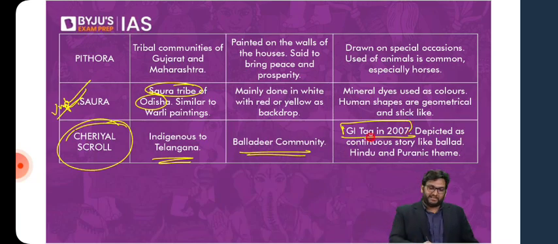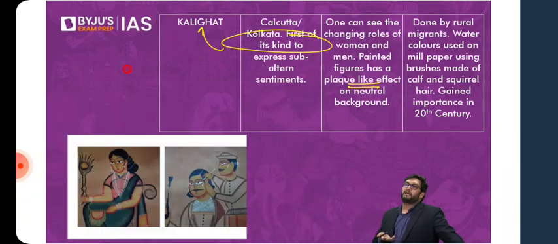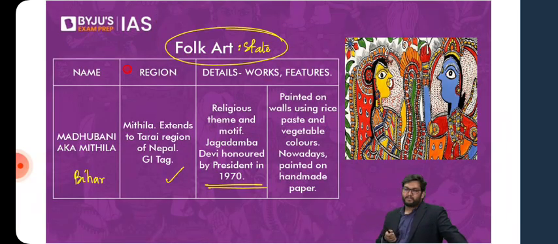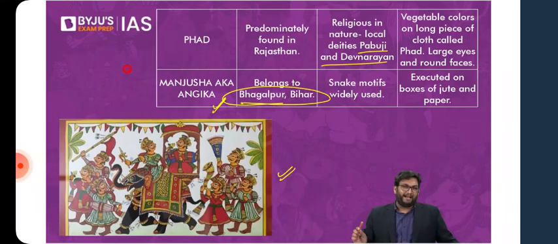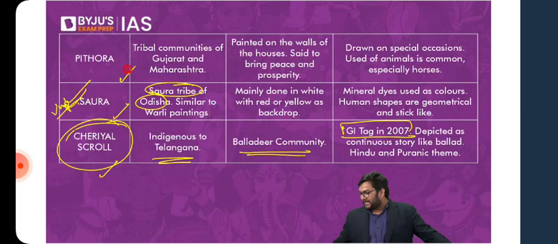So Cherial, Saura, Pithora, you have Fad, Manjusha, Patachitra, Patkar, Varli, Thanka, Kalamkari, Kalighat, and Madhubani. Not a very extensive list, but you don't have to worry and go around learning this in the first sense. You can easily do it after you've covered the main syllabus in that regard. So I hope this is also clear. Yes?